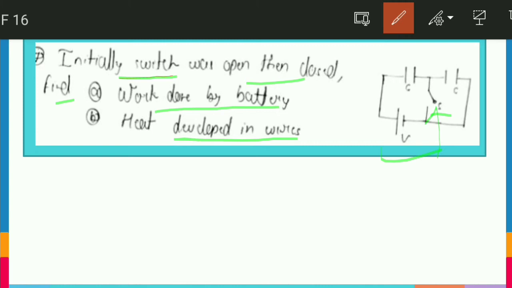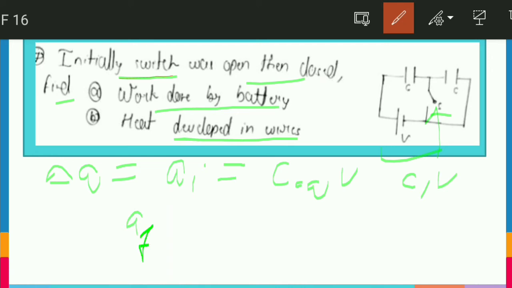First, let us calculate the charge flown through the battery, delta Q. Initially the switch was open, so Q initial equals C equivalent into V. Let's say it is C1 into V, and Q final will be, let's say, C2 into V. So delta Q will be final minus initial, so C2 minus C1 times V. This is our delta Q.